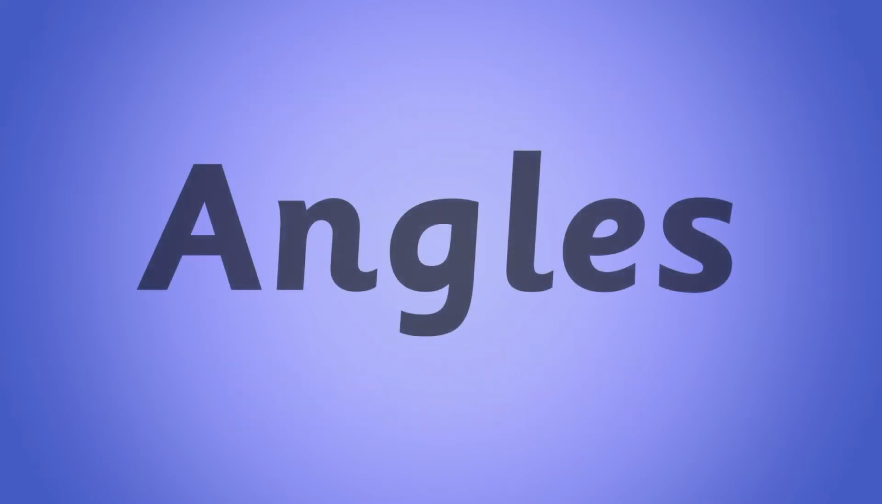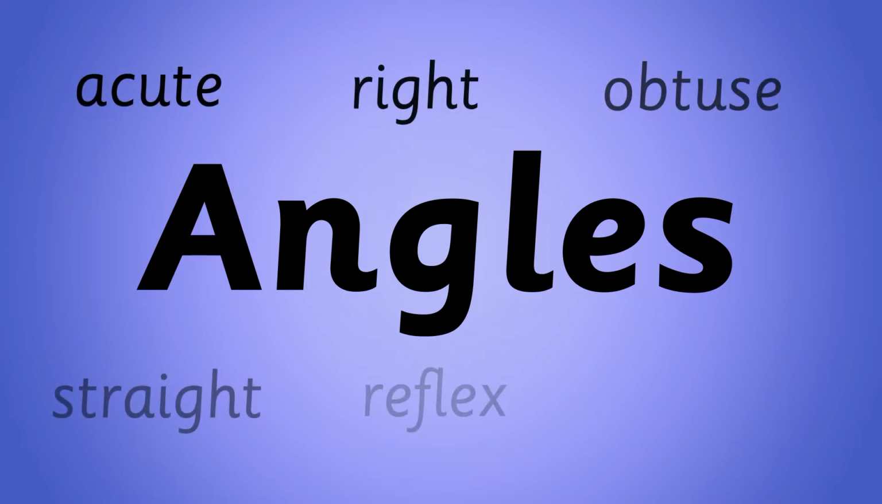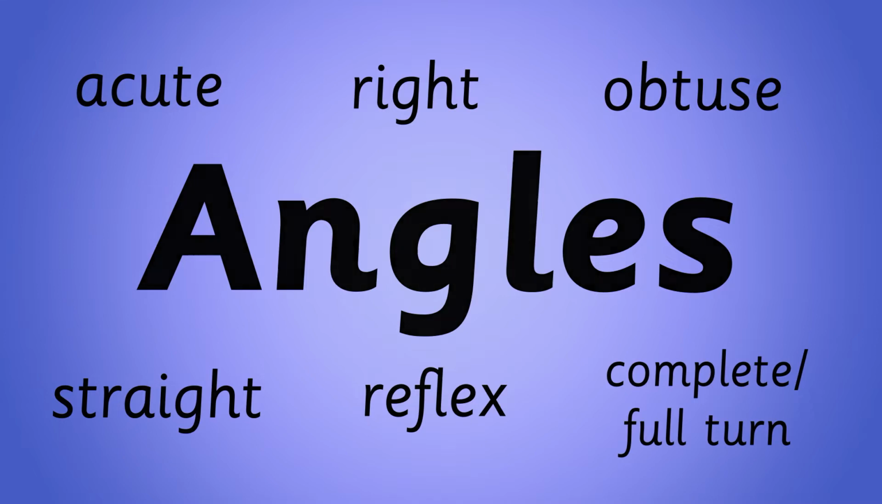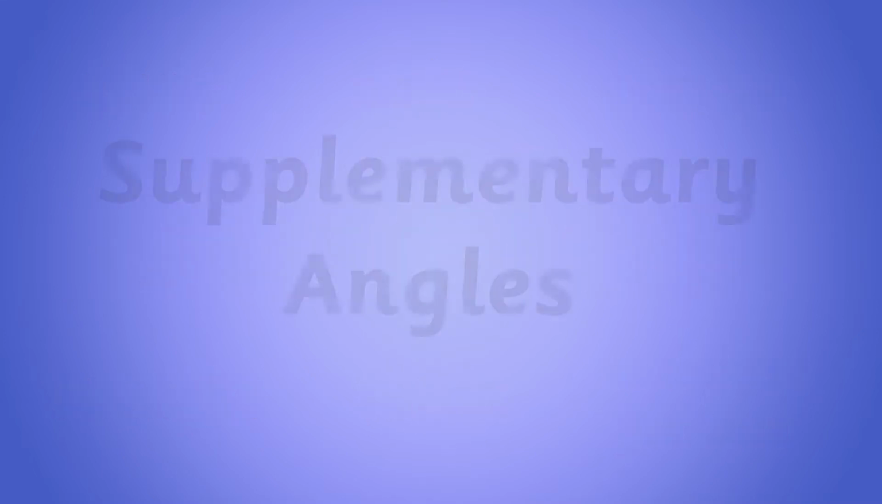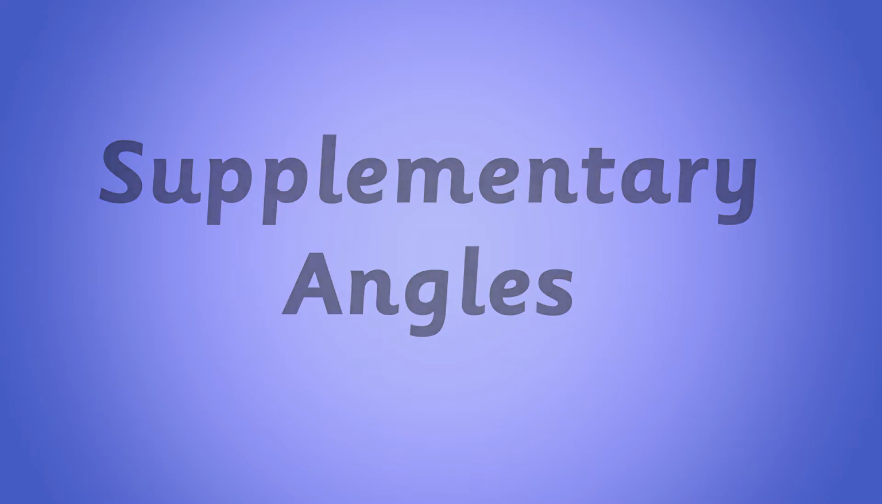In the last video that was uploaded, we looked at angles and the 6 different kinds of angles: acute, right, obtuse, straight, reflex, and complete or full turn angle. And in this one, we will be looking at supplementary angles. Let's get right to it.